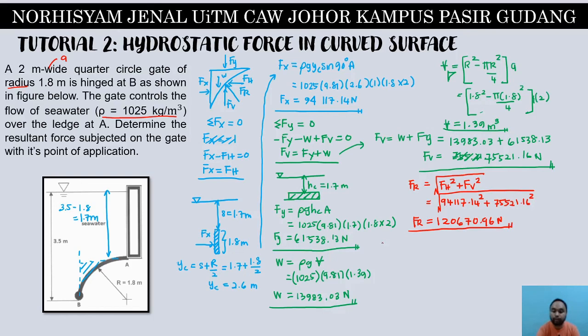To find out theta, it is inverse tan of Fv over Fh. So if we do the calculation, 75,521.16 divided by 94,117.14, inverse tan. So theta should equal to 38.74 degree. So this should be the answer for tutorial number 2.